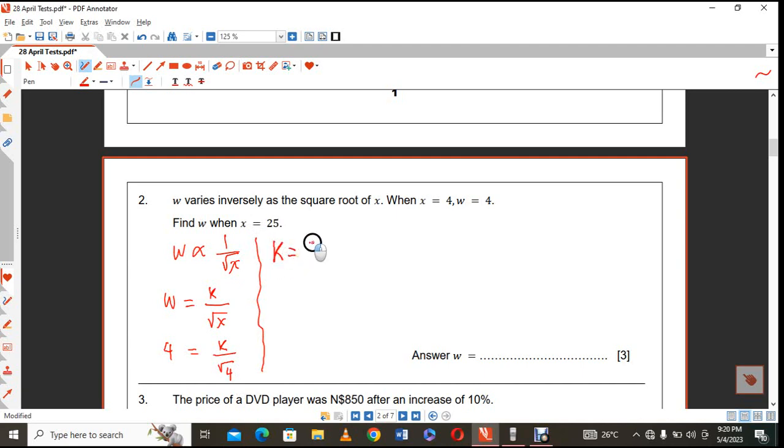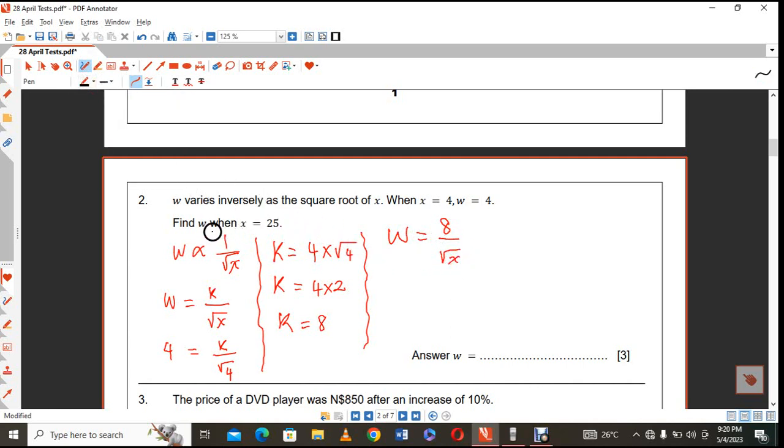So k is going to be 4 multiplied by the square root of 4, which you can calculate as 4 times 2. Therefore, the constant of proportionality is nothing but 8. So our equation now is w is equal to 8 over the square root of x. So now we go back to the information we are given.